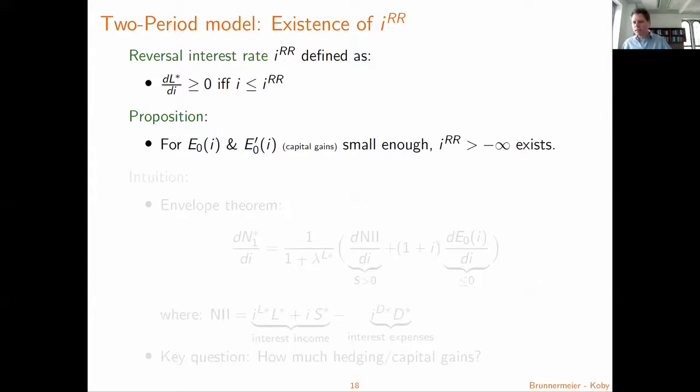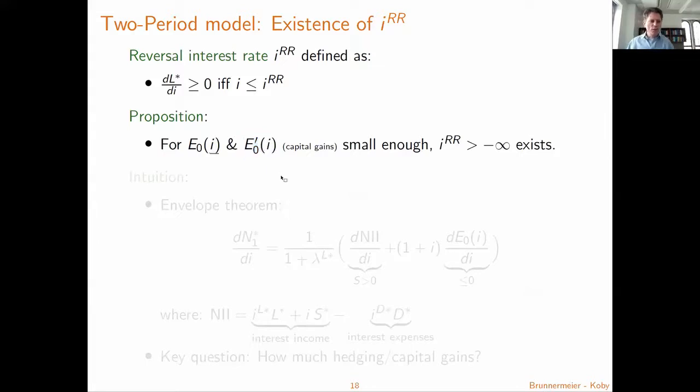Now, of course, it could be minus 5%, it could be minus 10%, or it could be plus 1%, but it exists. But for these two conditions: the banks are not so well capitalized, and the duration mismatch on the bank's balance sheet is not too pronounced.